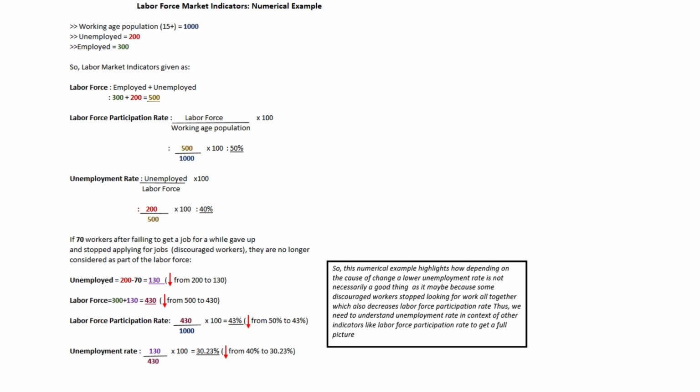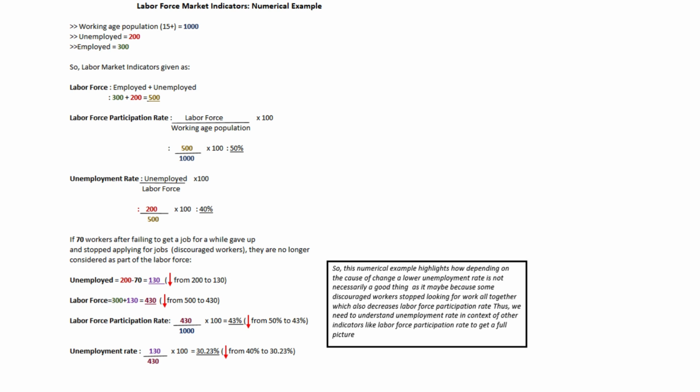So the labor force also goes down, where now we have employed 300 plus unemployed, which is given to us as 130. So the labor force decreases from 500 to 430. So the labor force participation rate will also go down. The denominator, the working age population, is still the same. The numerator, which is the labor force, has gone down. So the labor force participation rate is now 430, and not 500, divided by 1,000 times 100. So it goes down from 50% to 43%.